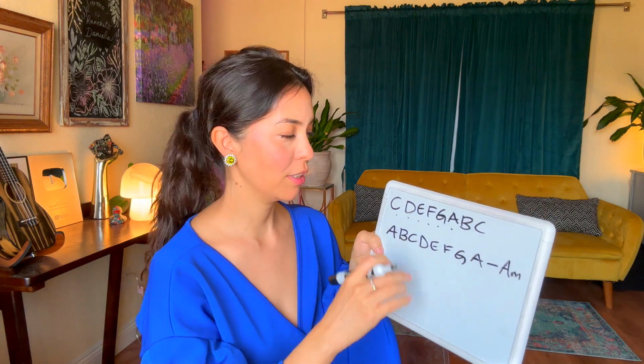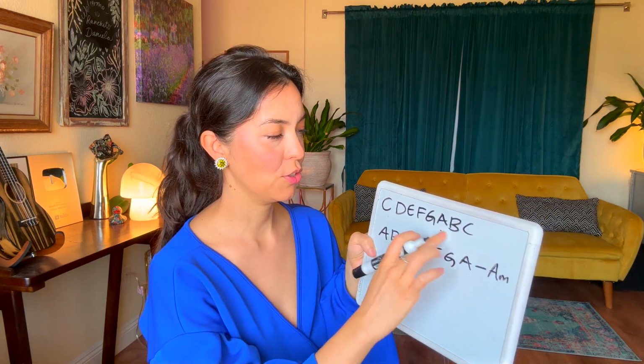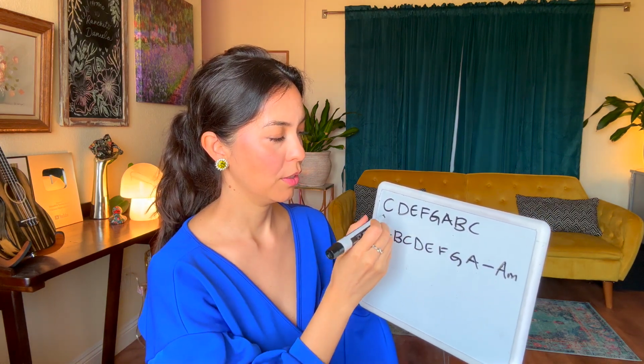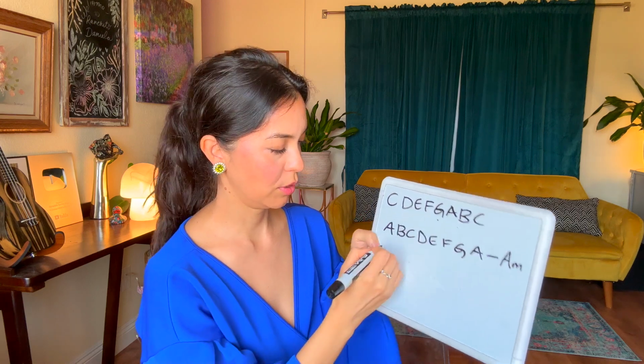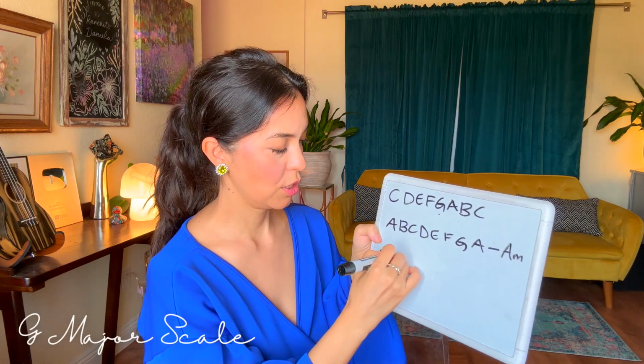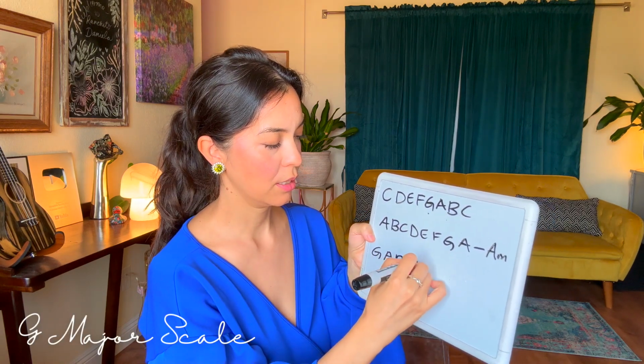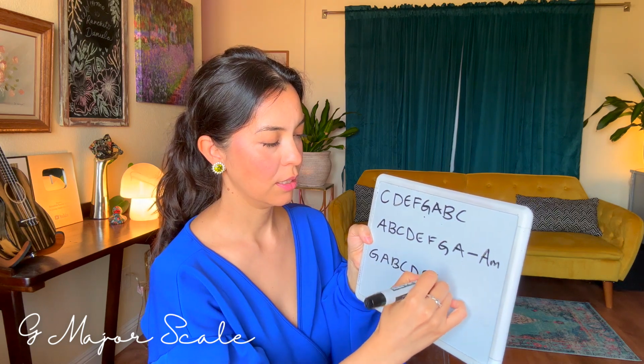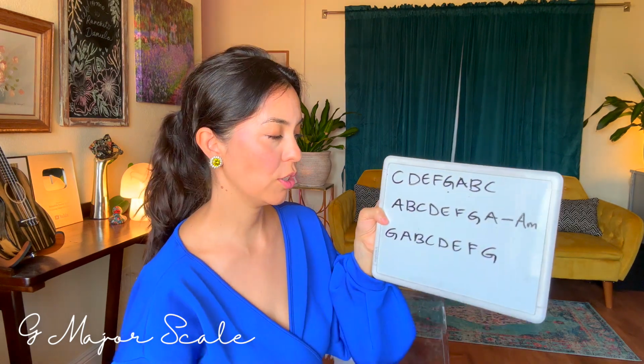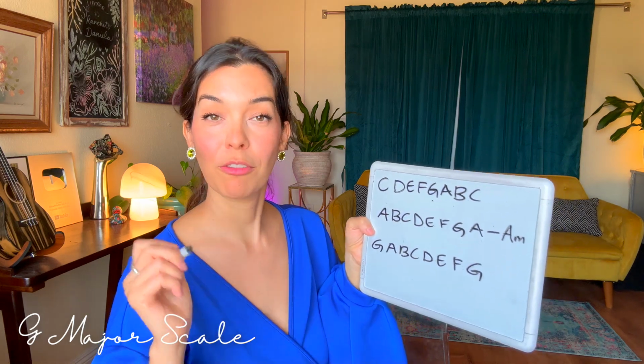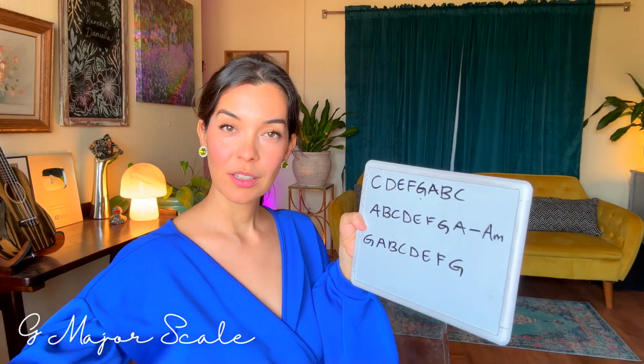The next scale that we learned on the sharps side, for example, was the G scale, right? And the G scale, we start on G. So G, A, B, C, D, E, F, and we can finish with a G. And now we learned this one because it was the scale with the first sharp note.